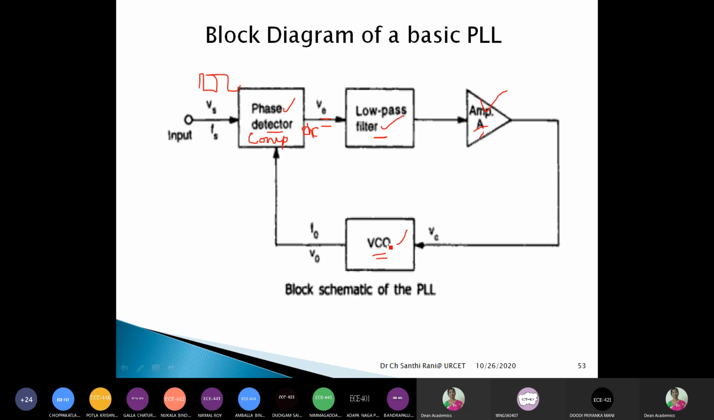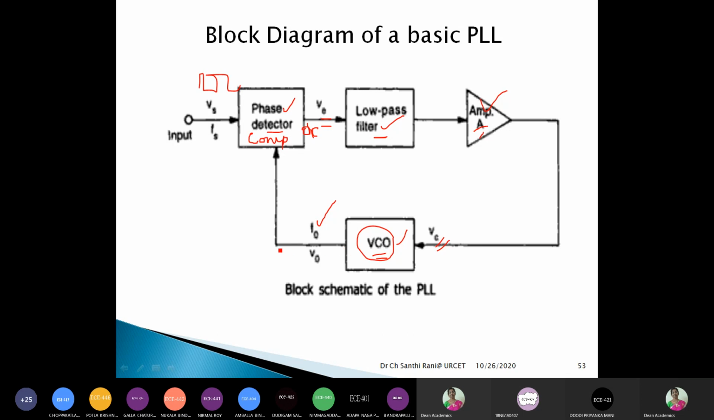And after that, finally, the output of the low pass filter is connected to the voltage controlled oscillator. I have mentioned what a voltage controlled oscillator is. It is an oscillator, that means it gives a signal of a certain frequency. And what is that certain frequency? It receives voltage from the low pass filter, so it gives an output frequency proportional to the input voltage. So what is the function of this voltage controlled oscillator? It gives output frequency proportional to the input voltage. So if the input voltage is varied, the output frequency varies.